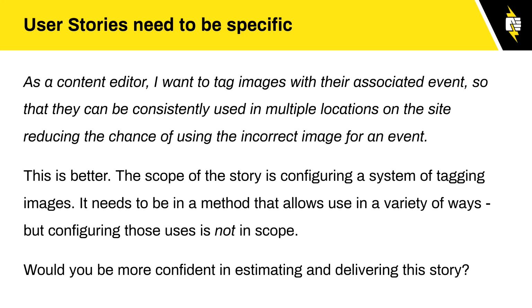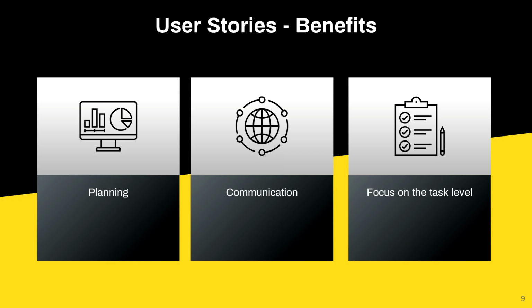This is better. The scope of the story is configuring a system of tagging images. It needs to be in a method that allows use in a variety of ways, but configuring those uses is not in scope. So doing the views for the images, not in scope. We don't care about that. What we want for this one is just the tagging. You could estimate this work. You've defined what's in scope for this work, and you could probably deliver this and know that it was going to be accepted. So user stories are important.